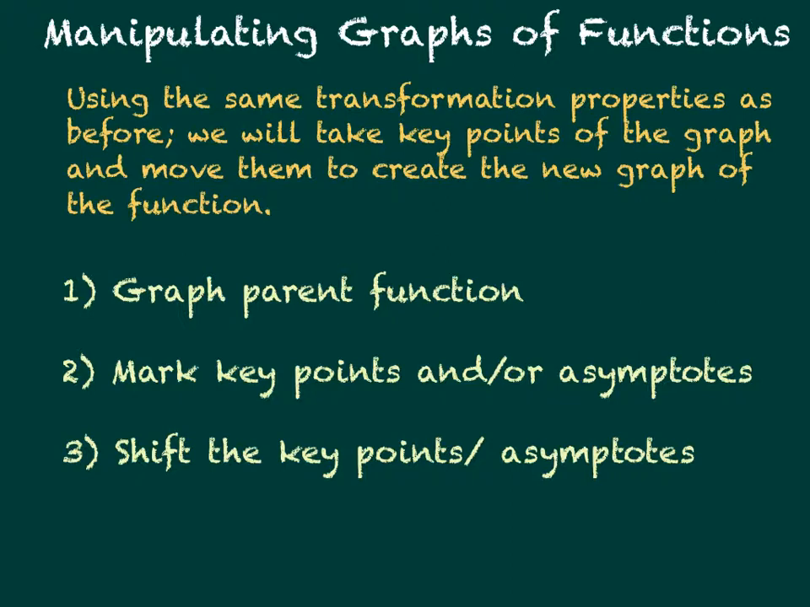So we mark a few of these major points that we can easily move, and then for step 3, we take those points and asymptotes and actually shift them around wherever they need to be. So these three steps will create the new function. Now we're going to do some examples on how to actually do this.